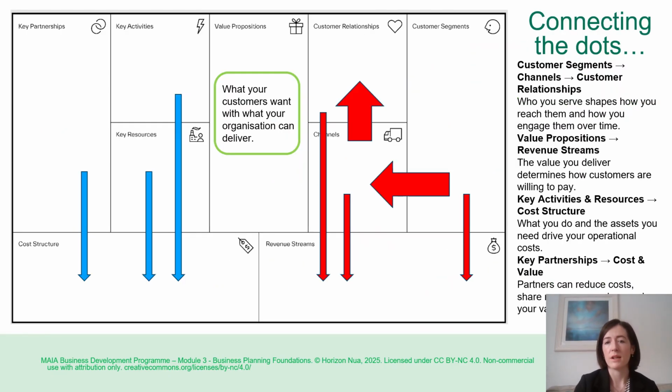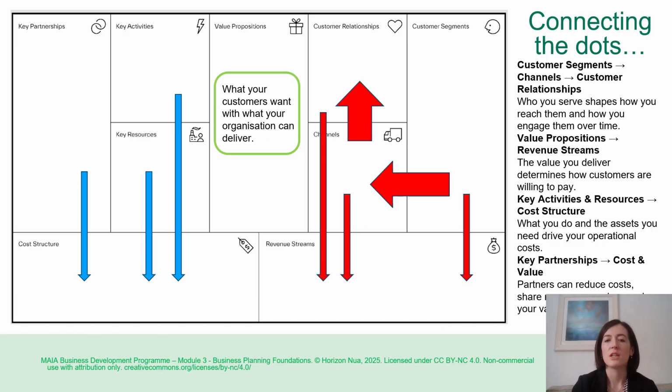The Lean Business Model Canvas isn't just a checklist, it's a system of interconnected parts. Understanding how these building blocks link together helps ensure your model is coherent and balanced. Start with customer segments. Who you serve will shape the channels you use to reach them, and the customer relationships you build to keep them engaged. These elements together influence how effectively you attract and retain customers.